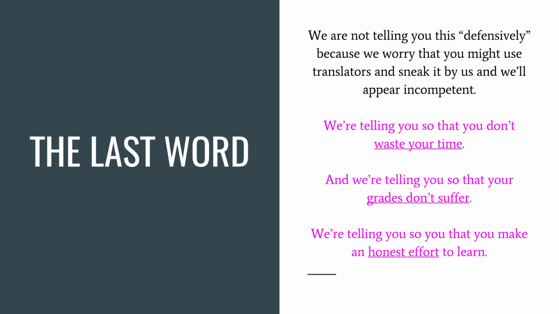And we're telling you so that your grades don't suffer because, again, it's cheating. It's a violation of policy, and it's very easy to figure out when people are using them. And finally, the most pure reason, we're telling you so that you do make the honest effort to learn. That is the best policy. It's better to try and, on occasion, fail at something than it is to try to cheat your way through a course. That's, I think, the opinion of every good teacher out there.